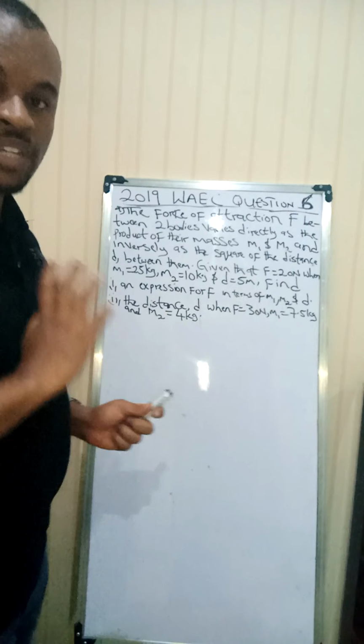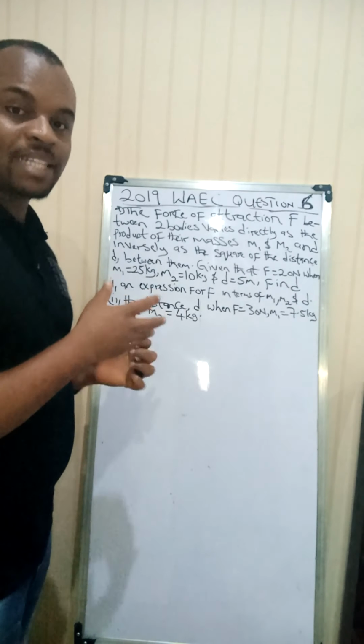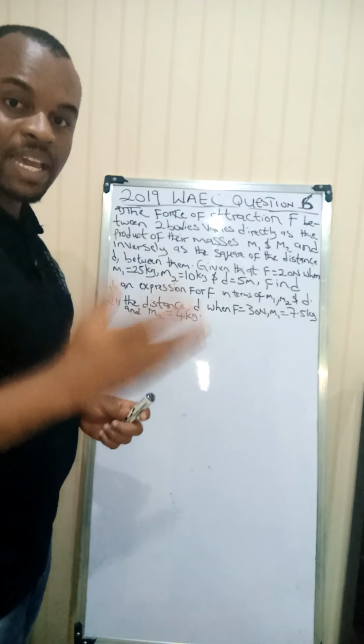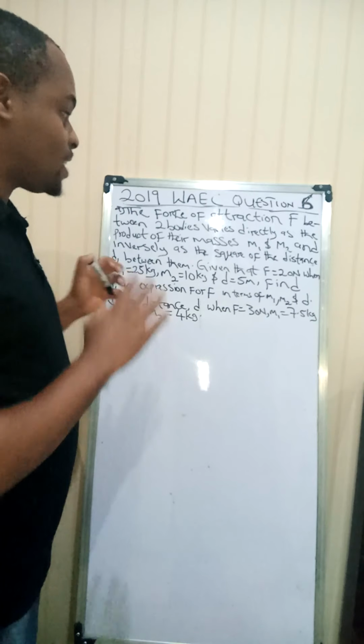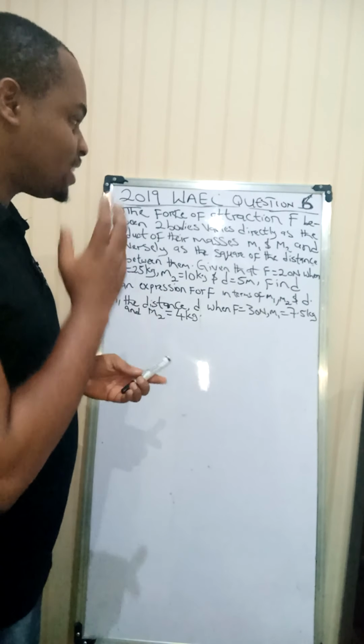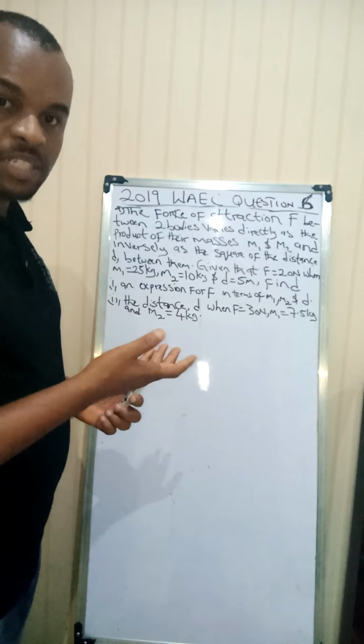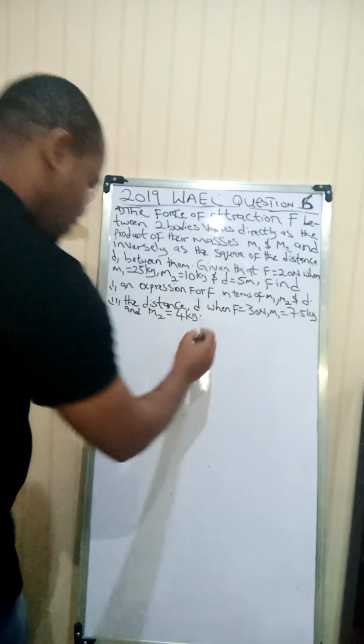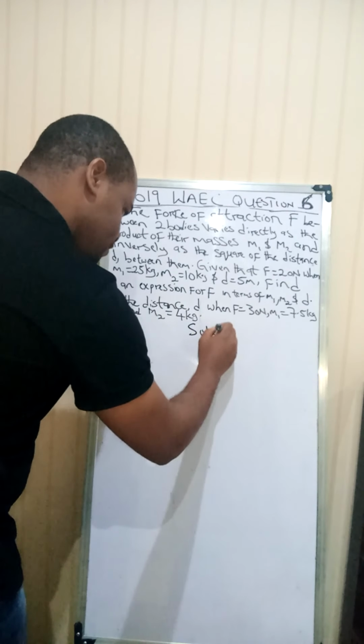Quickly, we've done something similar before when we were looking at proportionality. Now this is a case of joint proportionality because we have both the direct and the inverse proportion there. So quickly, let's see our solution.